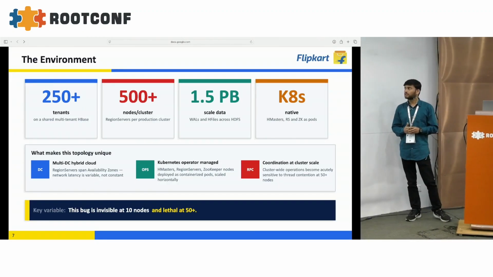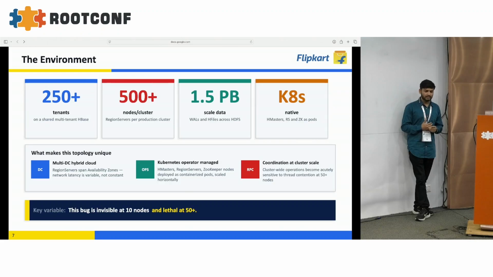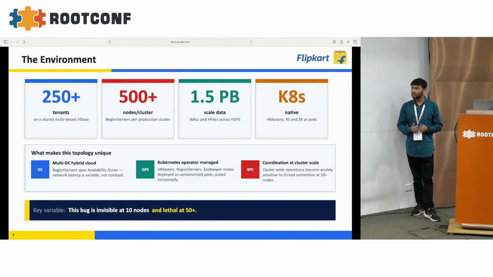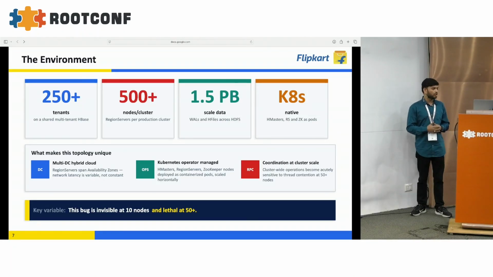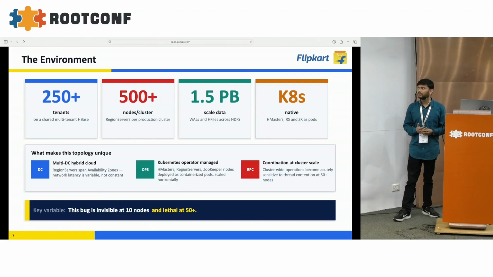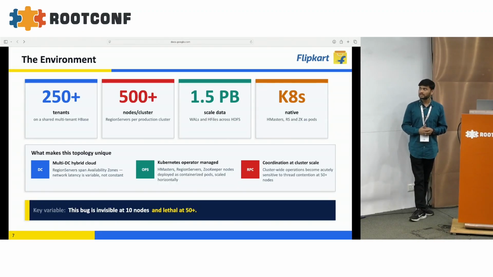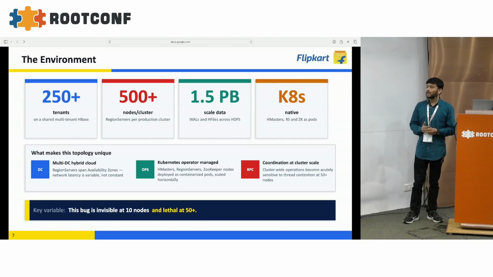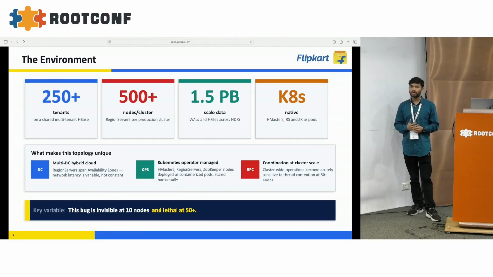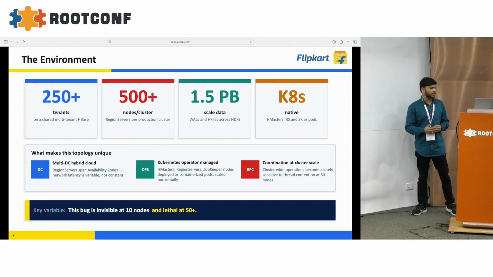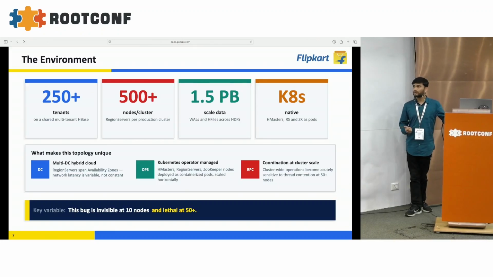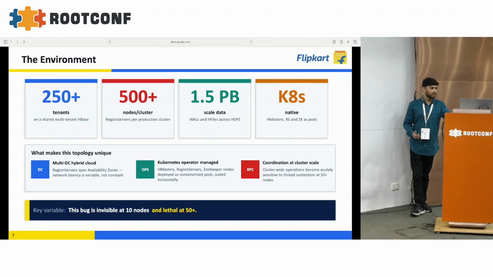So when we are talking about scale, at Flipkart in last BBD we hit about 13 million QPS in HBase. To support that, we follow a multi-tenancy model, in which we have 8 core clusters, within which we have more than 250 tenants. And in a single core cluster, we are managing more than 500 nodes. In total, we have more than 1.5 petabytes of actual user data. It is K8s native. We have our own HBase operator, which is also open sourced. You can go and check it out.